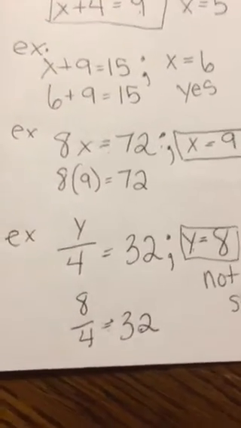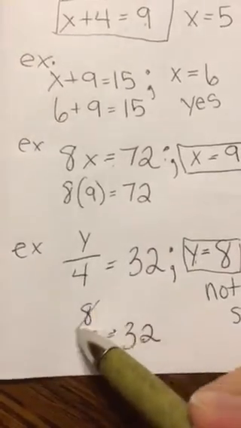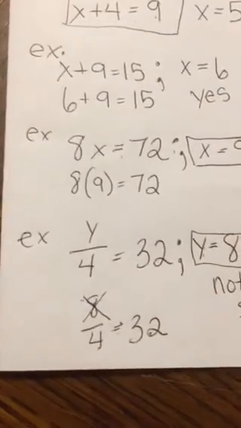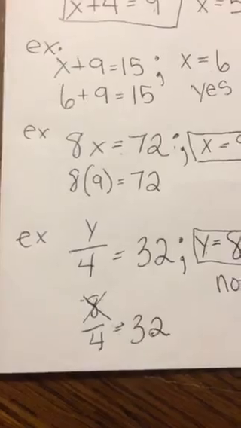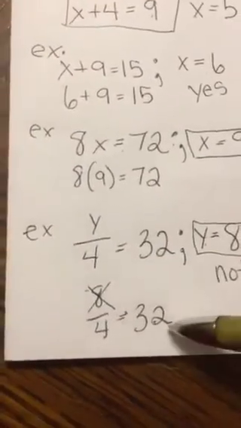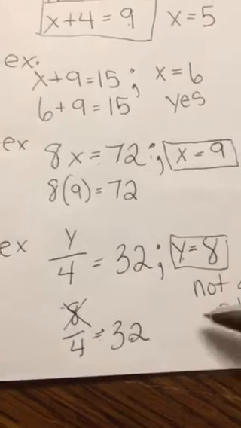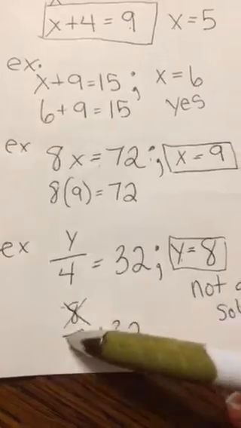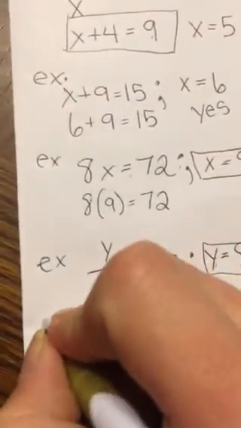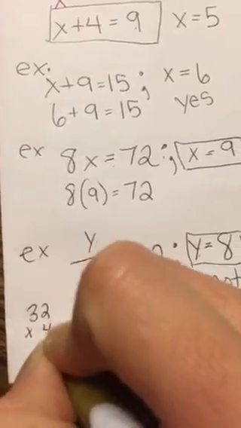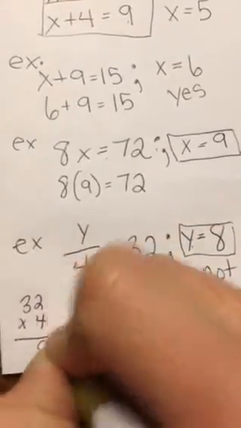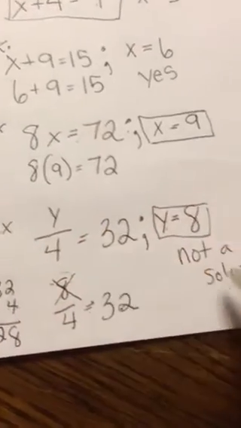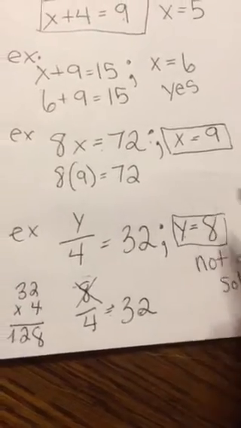So what would be a solution? So we need to figure out what y is going to be. 32 times 4 would give us the number up here. So let's do that. 32 times 4. 2 times 4 is 8. 4 times 3 is 12. 128 would be the correct solution for y.